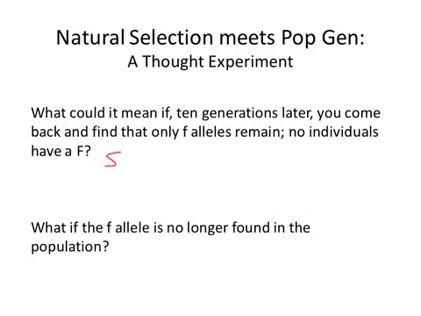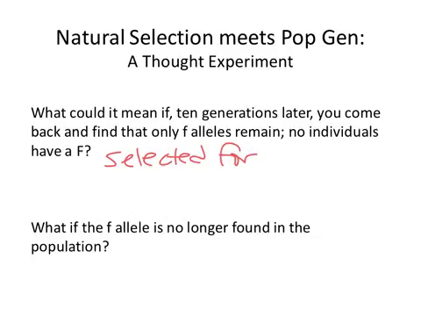So it could mean that it was selected for, that it was better than having the big F version of the gene. So all the big F individuals were eliminated from the population over generations. They had fewer and fewer kids every generation compared to the individuals with big Fs. What if the opposite is true? What if you come back 10 generations later and there are no little f's anymore?